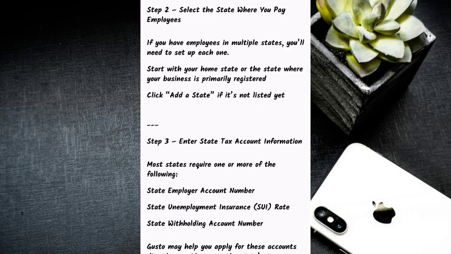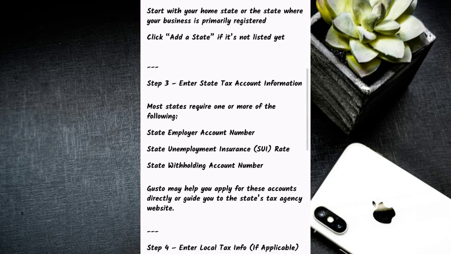Step 3, enter state tax account information. Now, most states require one or more of the following. They need a state employee account number, state unemployment insurance rate, state withholding account number. Now, Gusto may help you apply for these accounts directly or guide you to the state's tax agency's website.